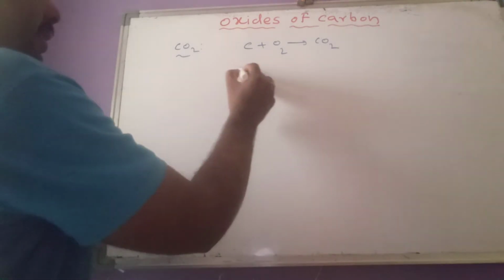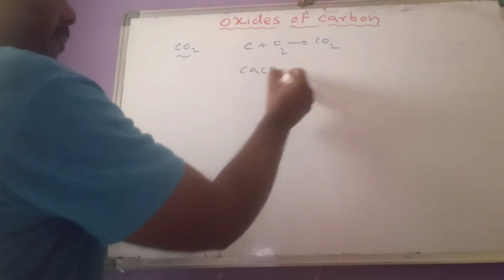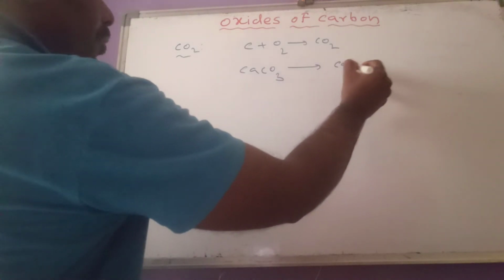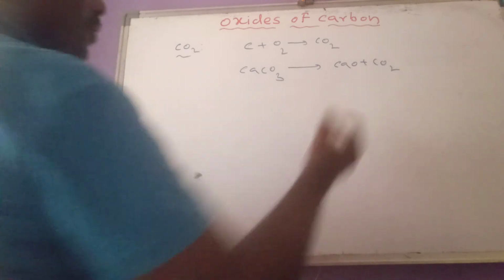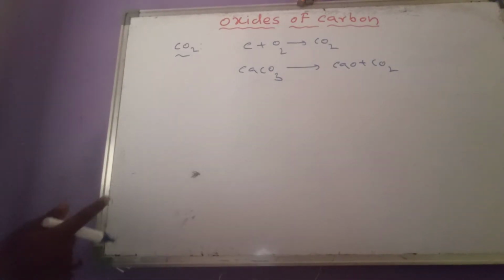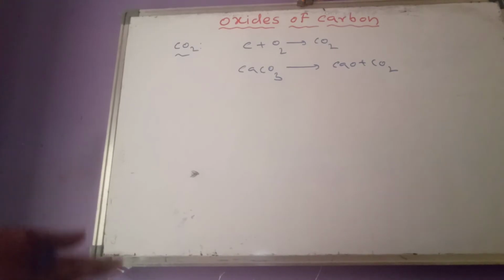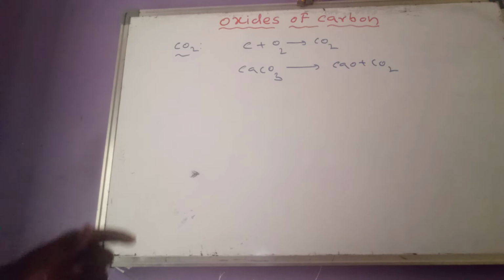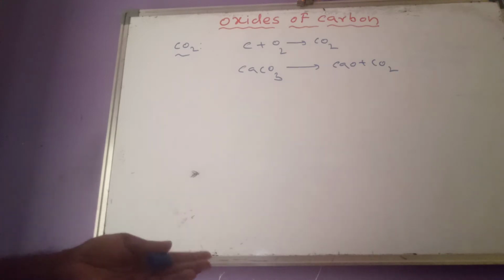Another method of preparation is the calcination of calcium carbonate, which gives carbon dioxide. And there is another method also. What is that? The reaction of metal carbonates and bicarbonates with acids.